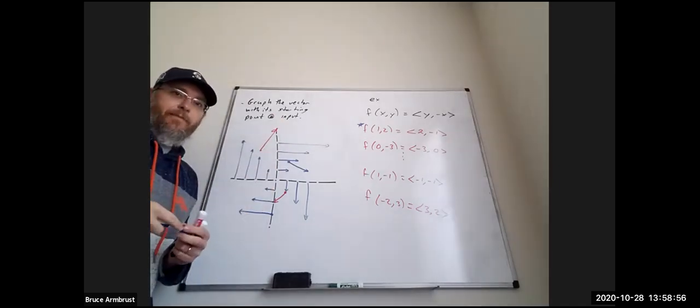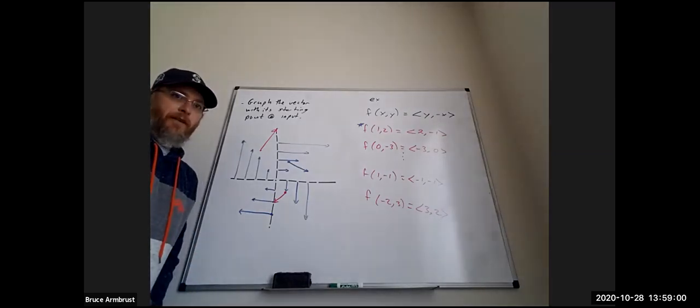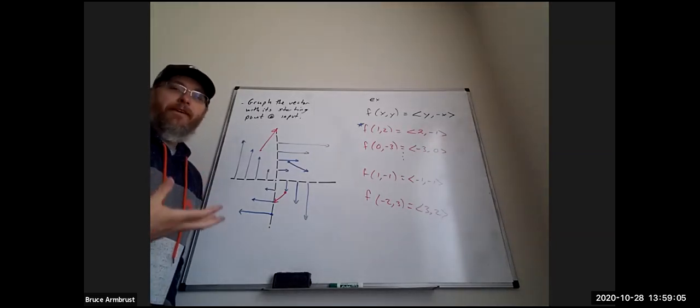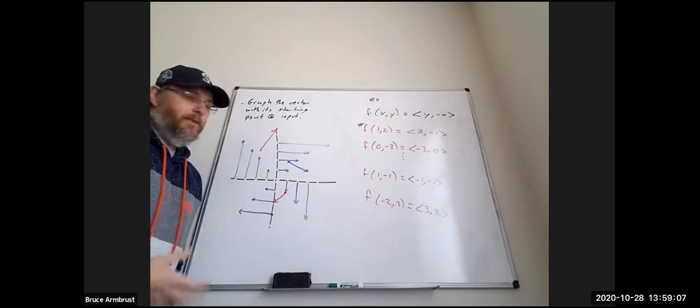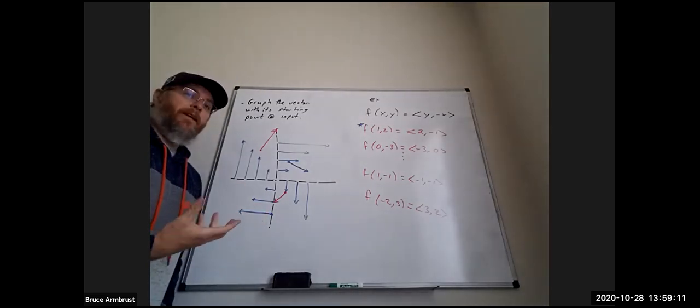Anyway, so we just kind of keep doing this, keep plotting a bunch of vectors, and we start seeing this vector field. So this is what it means to graph a vector field. You're really just getting a feel for what's going on with the vectors when you plug in your respective points.